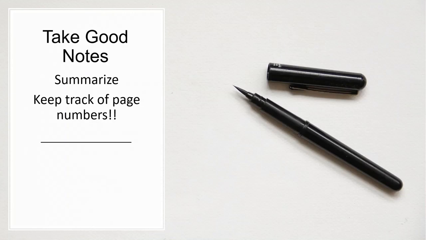Don't forget to take good notes as you read. Summarize each section of the article in 1 to 2 sentences in your own words. This helps you to quickly find relevant information later. And don't forget to write down the page numbers so you can cite the information correctly.